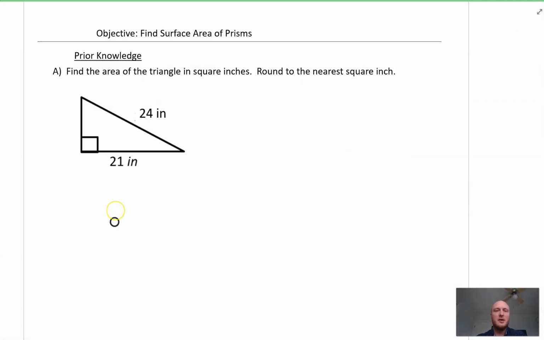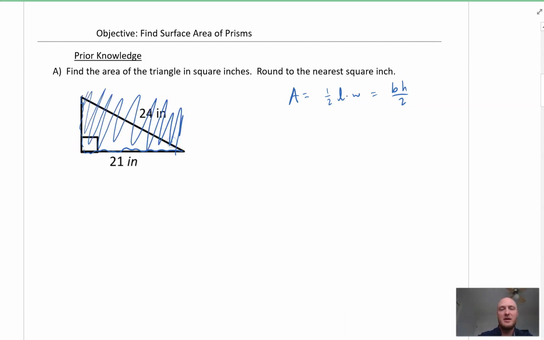So here is a prior knowledge question. It just says find the area of the triangle in square inches, and round to the nearest square inch. So in order to calculate the area of a triangle, remember that it is 1/2 length times width, or base times height. You'll see all these formulas, base times height. Pretty much you're calculating the area of a rectangle, and then we're going to cut it in half, and that'll give you the area of a triangle.